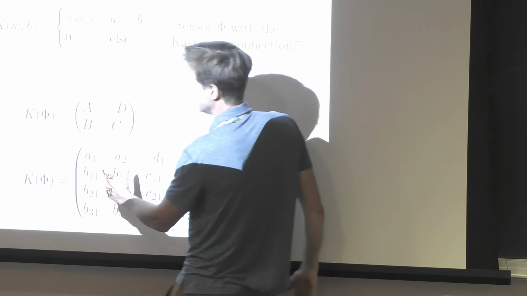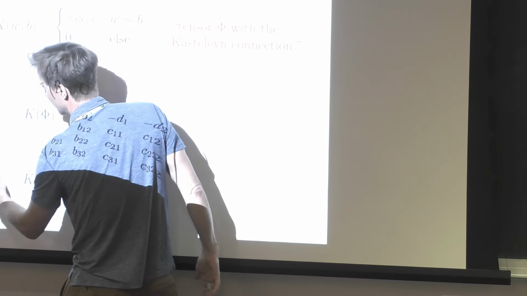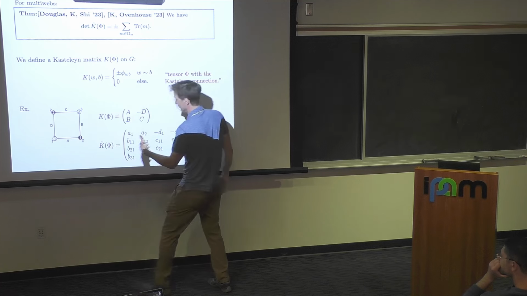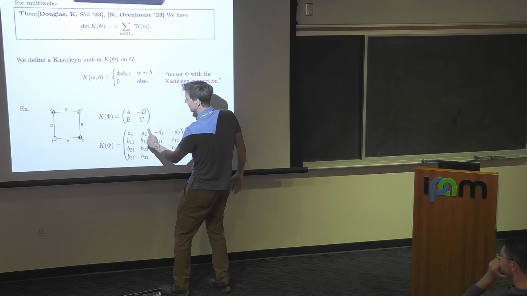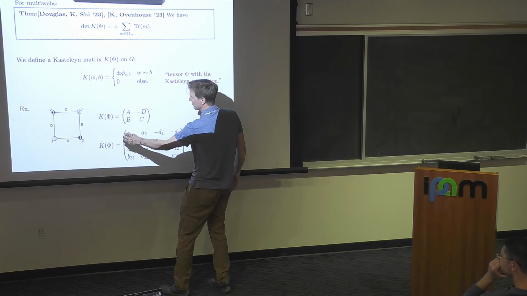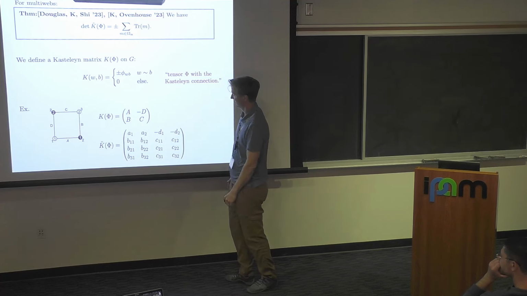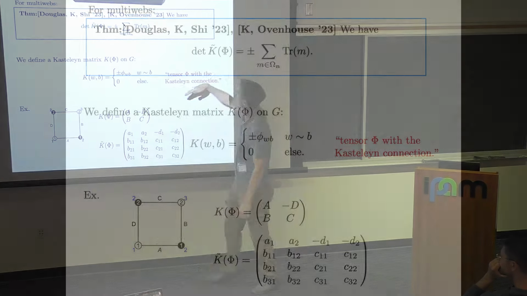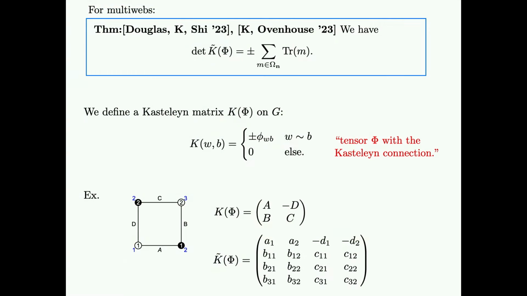So you see that along this edge, for example, you're going from a two-dimensional vector space to a one-dimensional vector space. So A is a 1 by 2 matrix, and you put it here in the first two columns in the first row. And you also have to put these signs in. The signs are coming from the Kasteleyn connection from before.